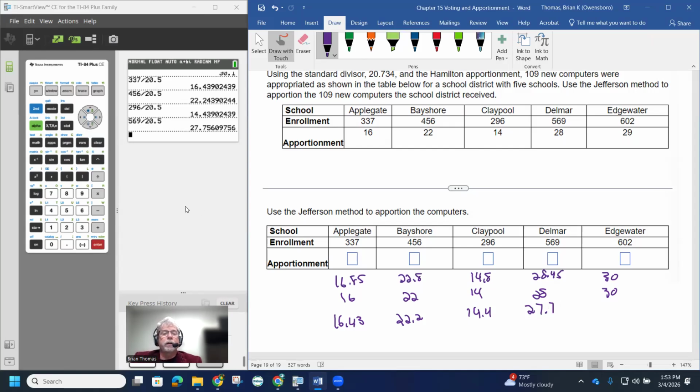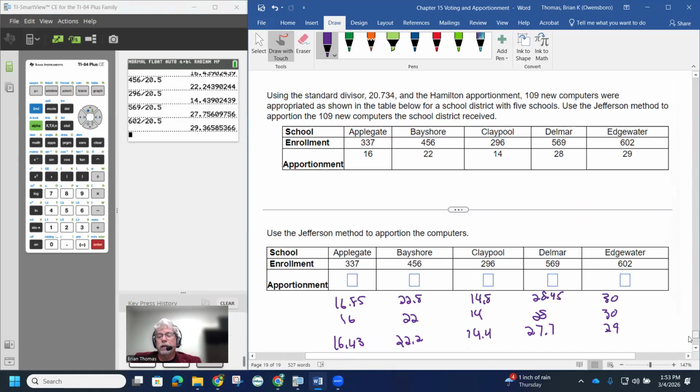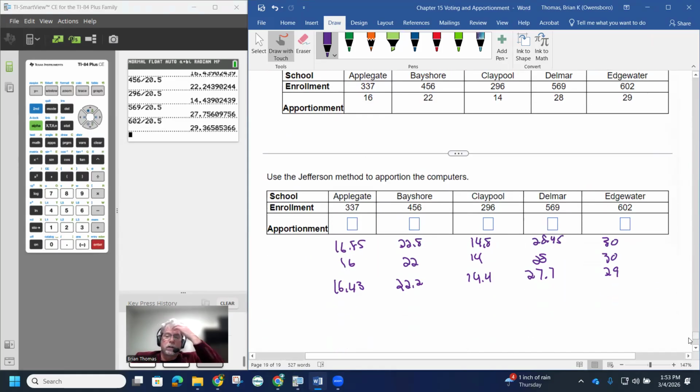Looks like I lost one there. Uh-oh. Looks like I'm going to lose two. 602 divided by 20.5 is going to give me 29. So it looks like I lost two. I only needed to lose one. So now I modified it too much the other way. Now I've got to go back the other direction.